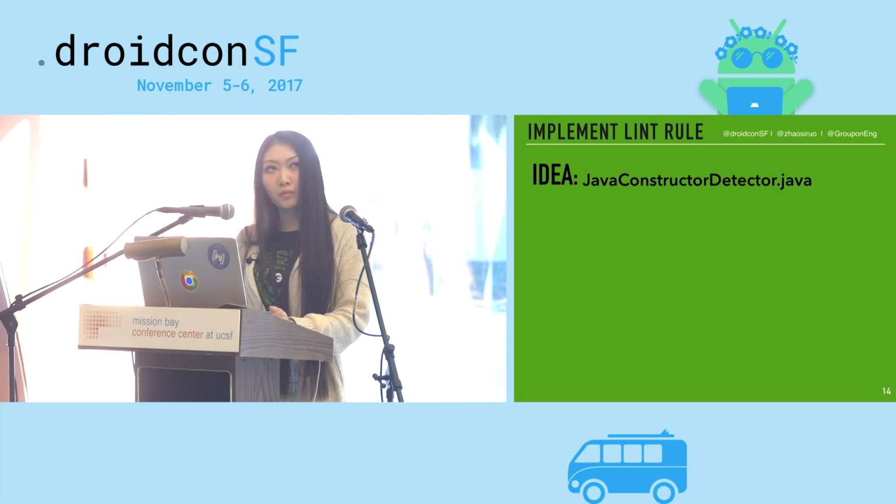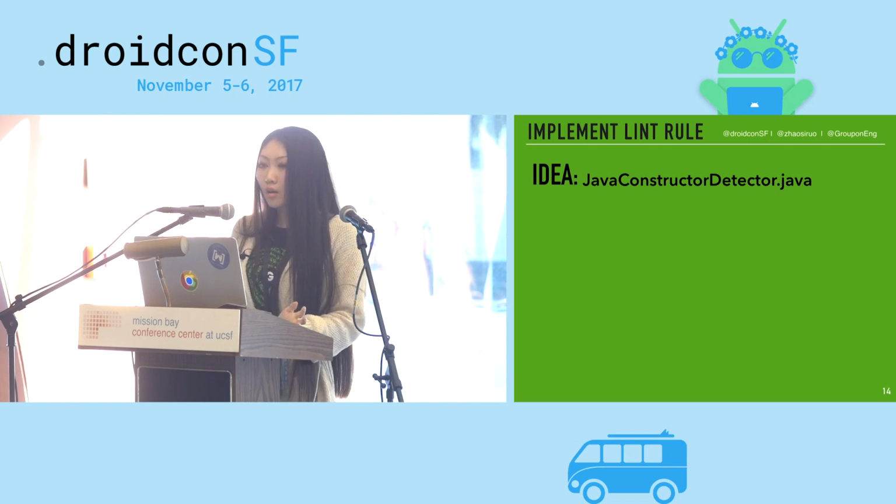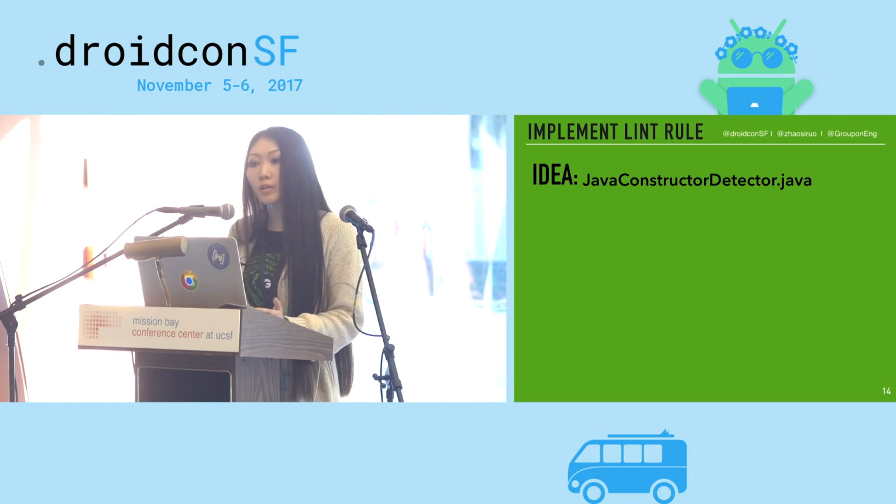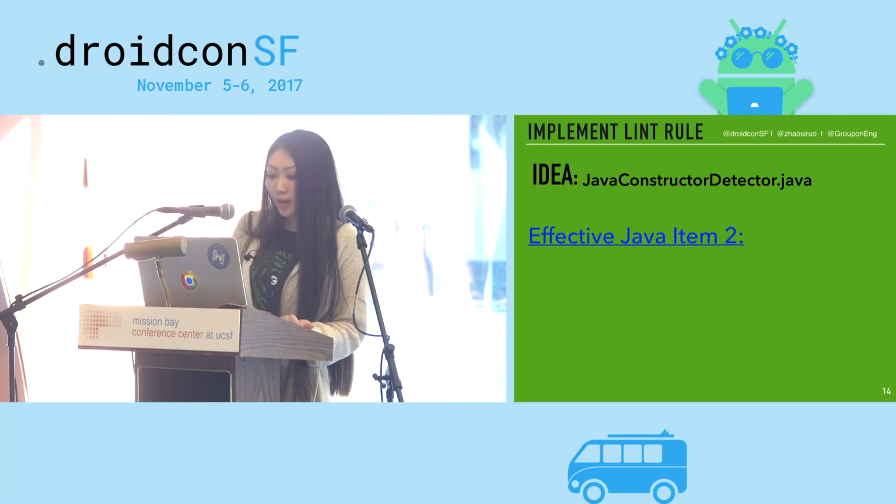Consider a builder pattern when faced with too many constructor parameters. By the way, Effective Java is a great place to start if you're looking for some ideas on customizing Lint rules, or just to become a better Java developer.